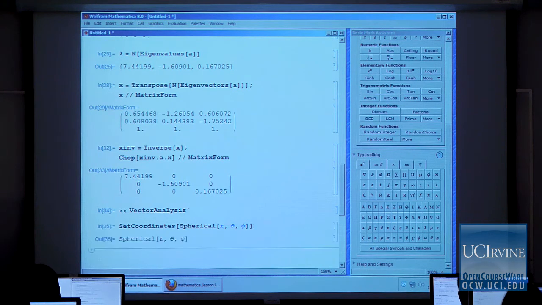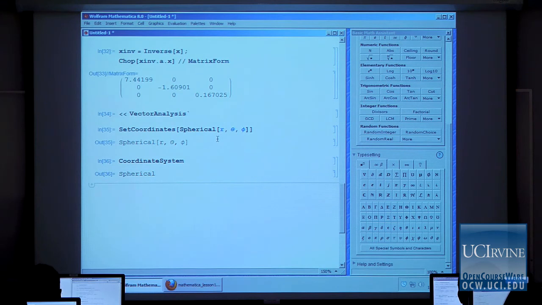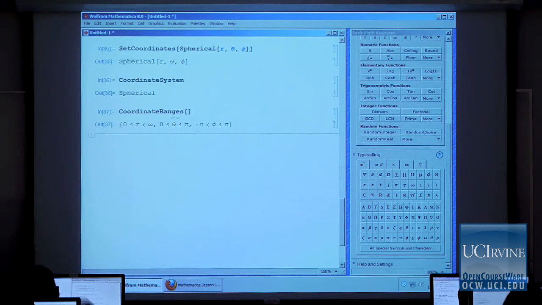Okay? All right. So if I enter that, it just says verified r, theta, and phi. And if I ever want to know what coordinate system I've set, I can just say CoordinateSystem, and it tells me I'm in spherical coordinates. If I want to know the ranges over which those coordinates are defined, I can ask for it. CoordinateRanges, and if I leave a blank bracket, it will give me all three. And so it tells me that r ranges from 0 to infinity, theta from 0 to pi, and phi from minus pi to pi. So phi is the whole circle, and theta is a semicircle.